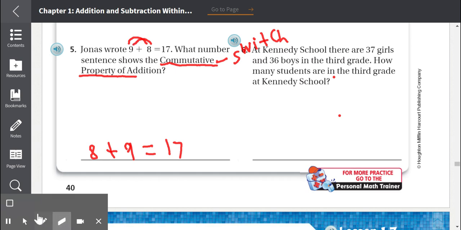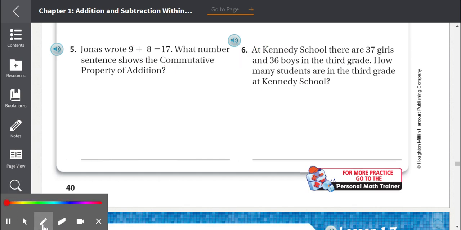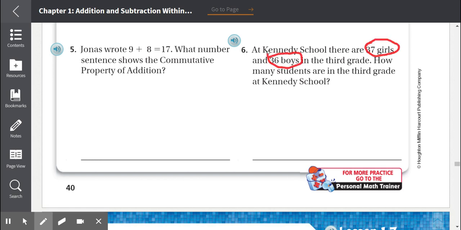Number 6. At Kennedy School, there are 37 girls and 36 boys in the 3rd grade. How many students are in the 3rd grade at Kennedy School? So let's find our important numbers and keywords. There were 37 girls and 36 boys in the 3rd grade. Now we always underline our question. How many students are in the 3rd grade at Kennedy School?